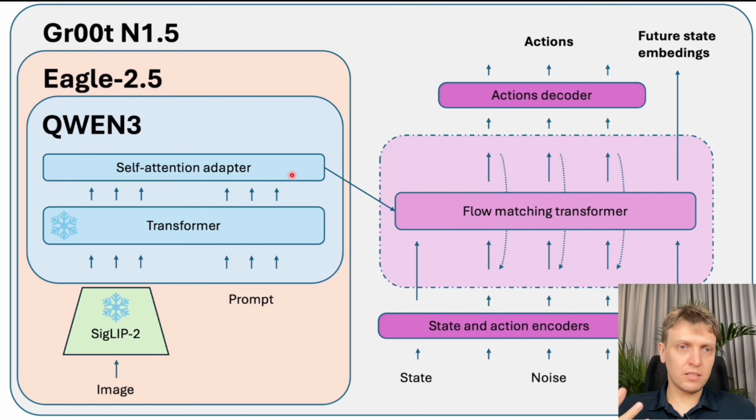This self-attention adapter is nothing but a few self-attention layers, and a few self-attention layers is nothing but another transformer. So they basically added an extra transformer on top of this transformer in order to not train the original transformer, but train some adapter that maybe learns some extra features that may be useful for the action generation.